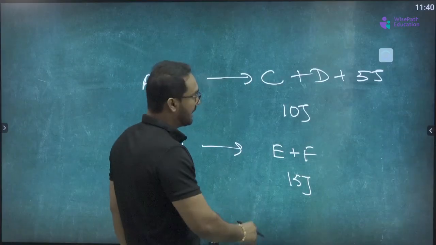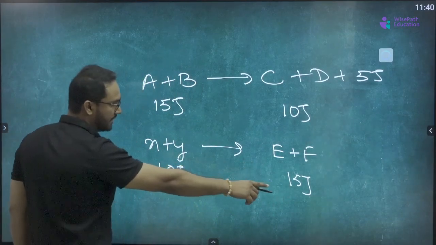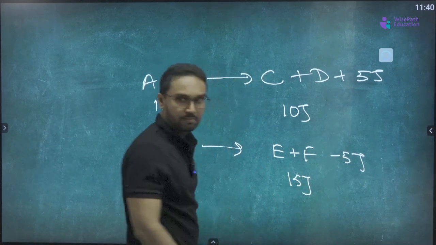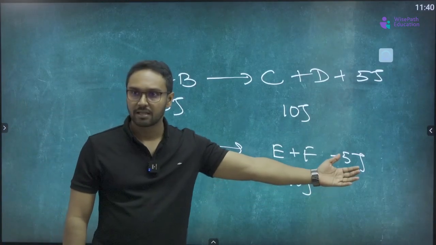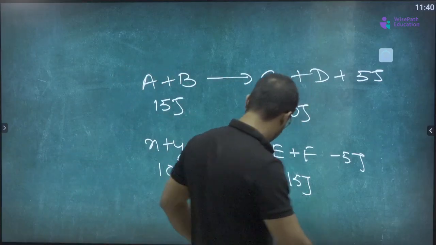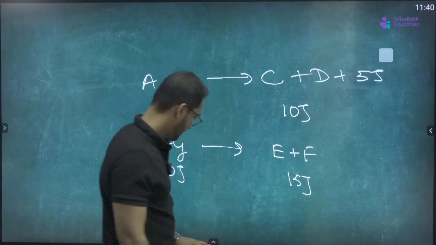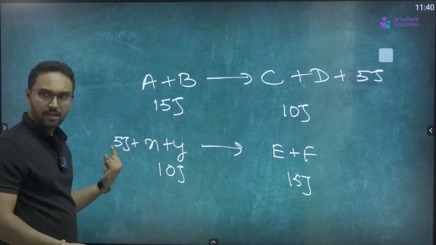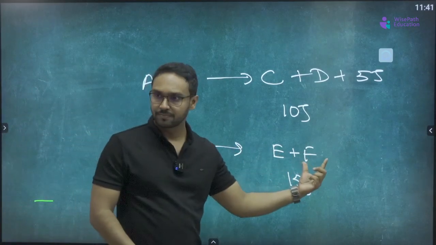So now in this case, this is 5 joules, this is 15 joules, which means minus 5 joules. Minus 5 joules means the energy is absorbed. Let me write it here: 5 joules is taken from the environment when the reaction occurs and is converted into products.